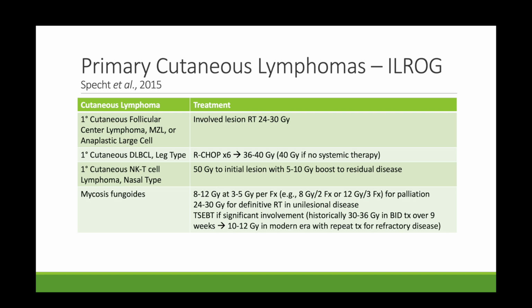The most common dose fractionation regimen that I've seen used is 8 gray delivered in 2 fractions, so 4 gray times 2 fractions. And then if patients have significant involvement, like greater than 50% of the skin involved with mycosis fungoides, total skin electron beam therapy is additionally something to consider. Historically, the dose was 30 to 36 gray in BID treatments over 9 weeks. But in the modern era, I think we are moving more towards 10 to 12 gray with repeat total skin electron treatment for refractory disease.